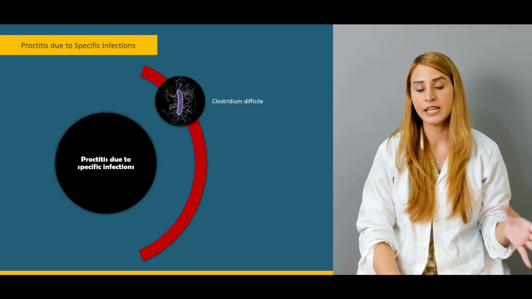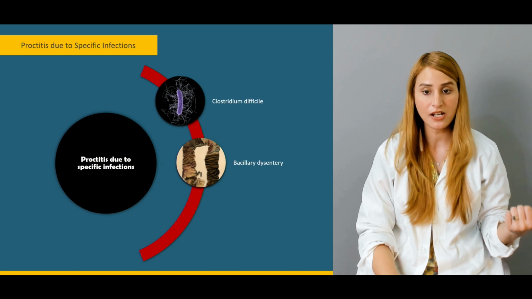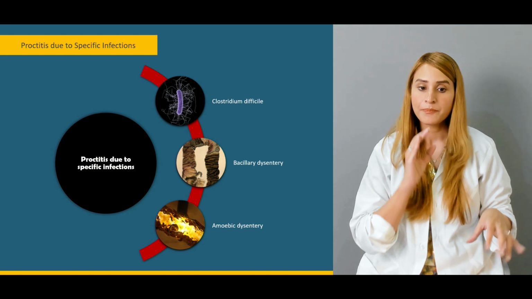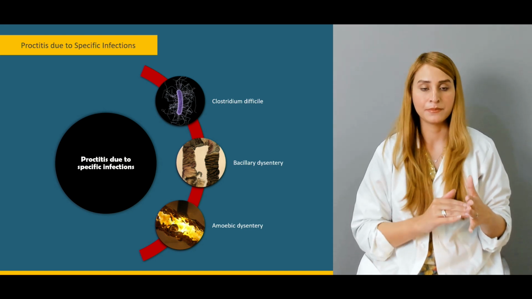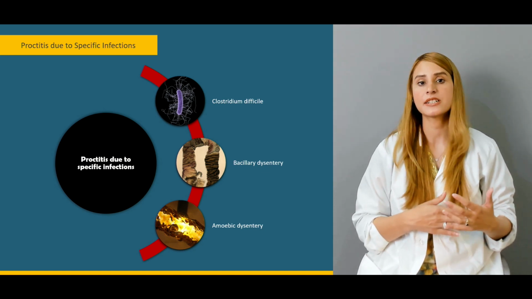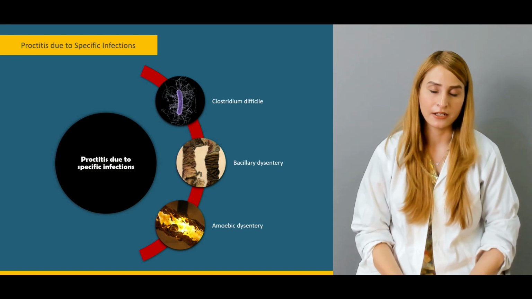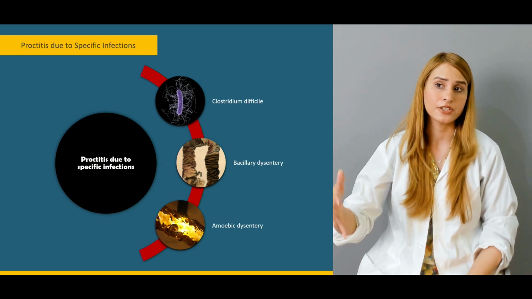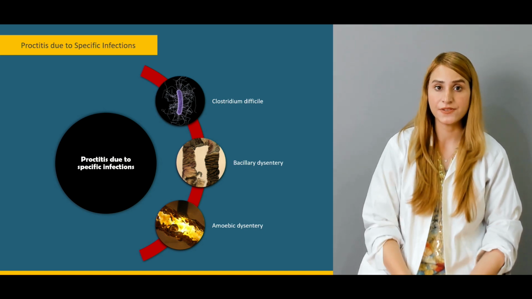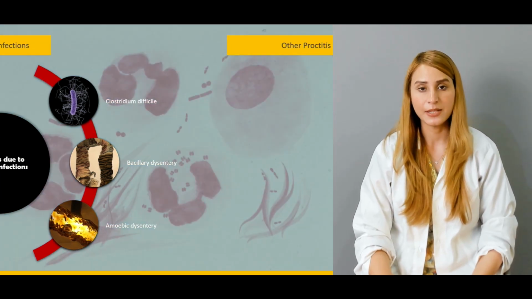Proctitis can be because of specific infections, and these specific infections include Clostridium difficile. It can be a bacillary dysentery, or there can be an amoebic dysentery. So we have to treat proctitis according to the cause. If there's a radiation proctitis, there's not a lot you have to do, just give the prophylactic antibiotic. You have to stop the radiation therapy for some time, and if there is a specific infection associated, you have to treat the Clostridium, you have to treat the bacillary dysentery, or you have to treat the amoebic dysentery.